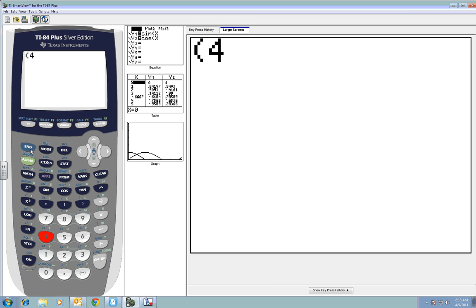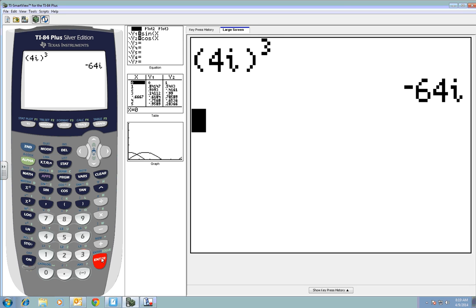Here's your I button. You're going to hit your second, and it's down here on the last row. It's your decimal point. Close parenthesis. And I'm raising that to the third power. Did anyone's calculator not give them negative 64i? The 83s, did it work on the 83? It did. Okay. Yep. All right, let's do another one.